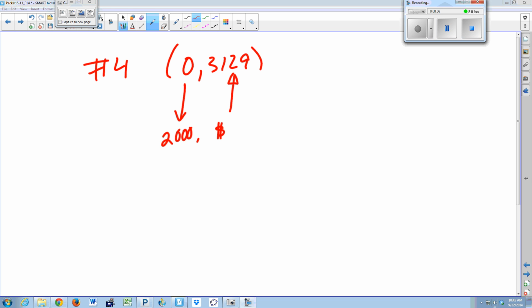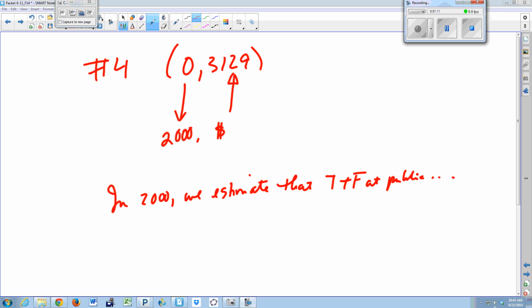You could say, in the year 2000, we estimate that tuition and fees at public four-year institutions is $3,129. So notice in my sentence, I see the meaning of the 0, which is the year 2000. I see the meaning of 3129 with its units. The meaning is right here in the phrase before it.